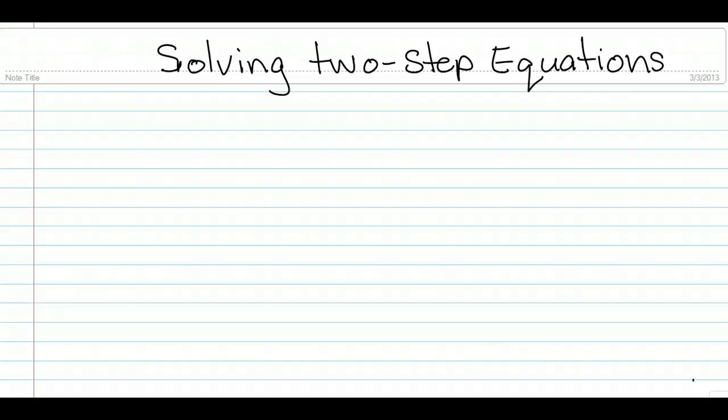Today's lesson is on solving two-step equations. And when we solve equations, remember, these are our good old squiggle problems. Okay? Now let's just briefly go back for a moment and remember one-step equations, one-step squiggle problems.